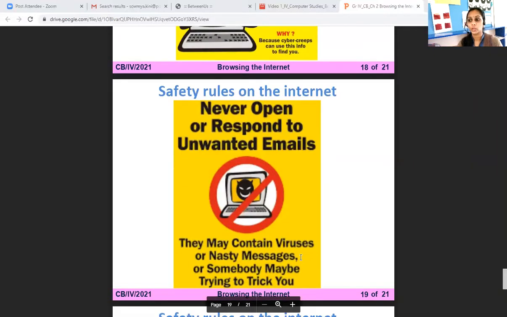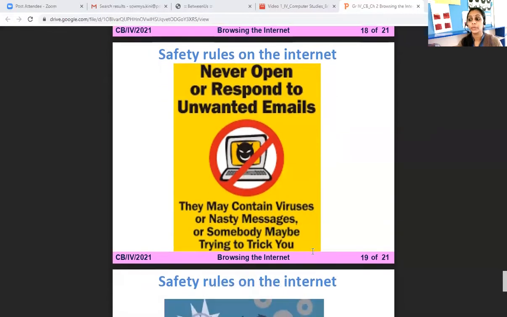Safety rules on the internet, the next part we study here is: never open or respond to unwanted emails. They may contain viruses or nasty messages, or somebody may be trying to trick you. You might have heard your parents say they got a message on their mobile phone that they won some 1 crore or some amount, and they have to give their details like their ATM or bank details. They might get calls too asking for their ATM number or bank account number and all other details, so we have to be careful.